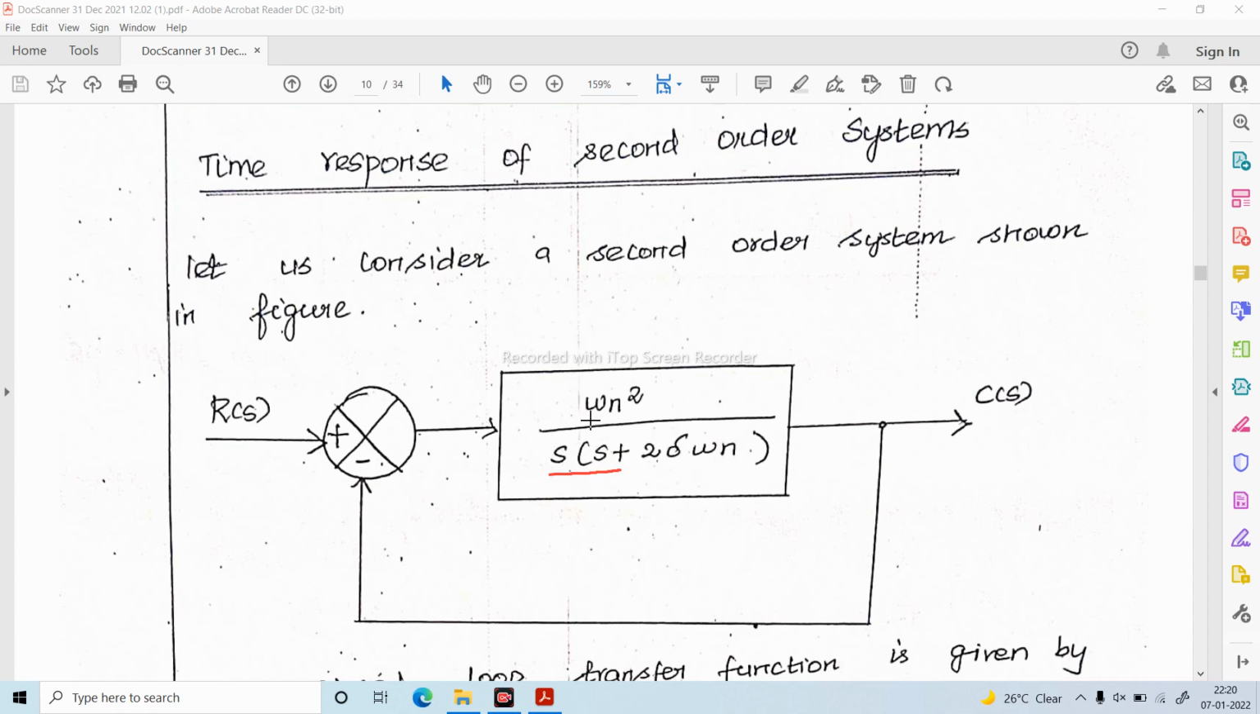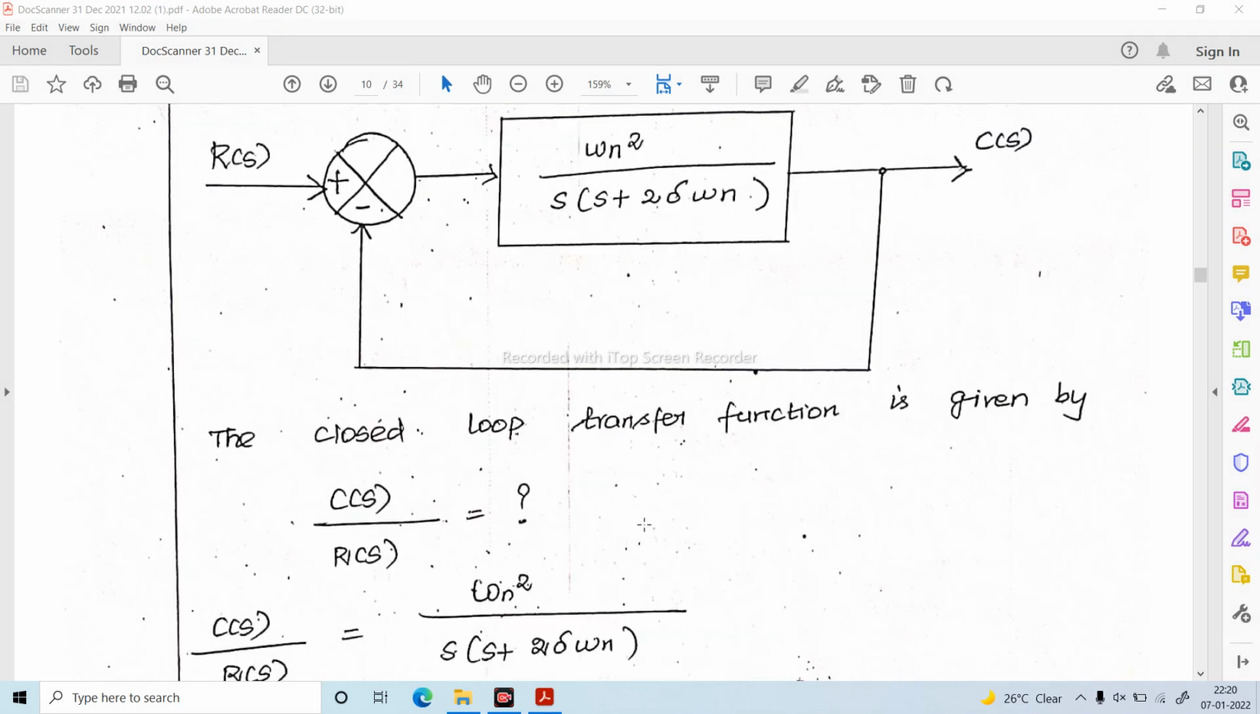Here what is omega n? Natural frequency of oscillation, the undamped natural frequency. And what is delta? It is the damping ratio. Normally in books zeta is given, here I have used delta. Delta is also a damping ratio.